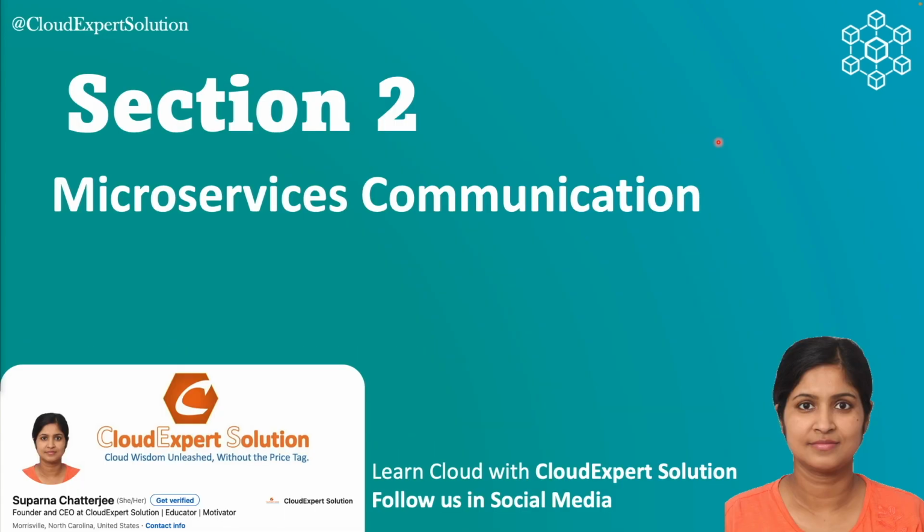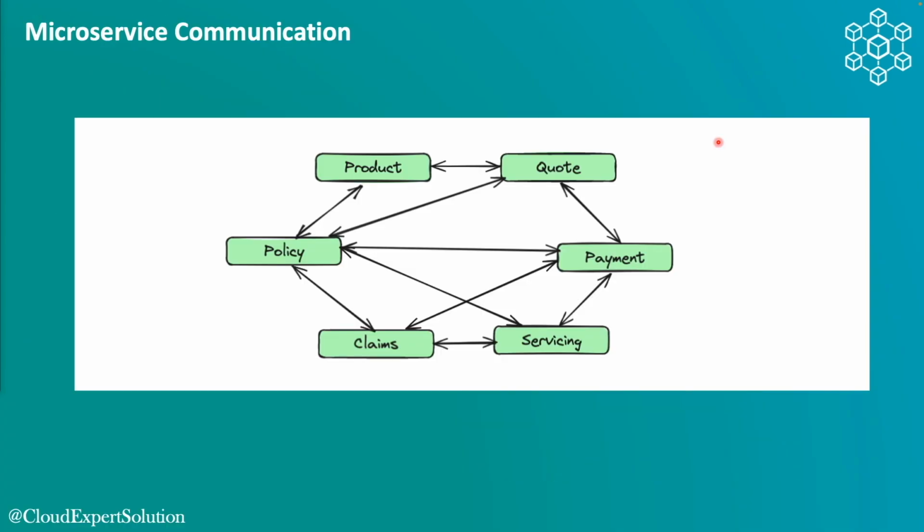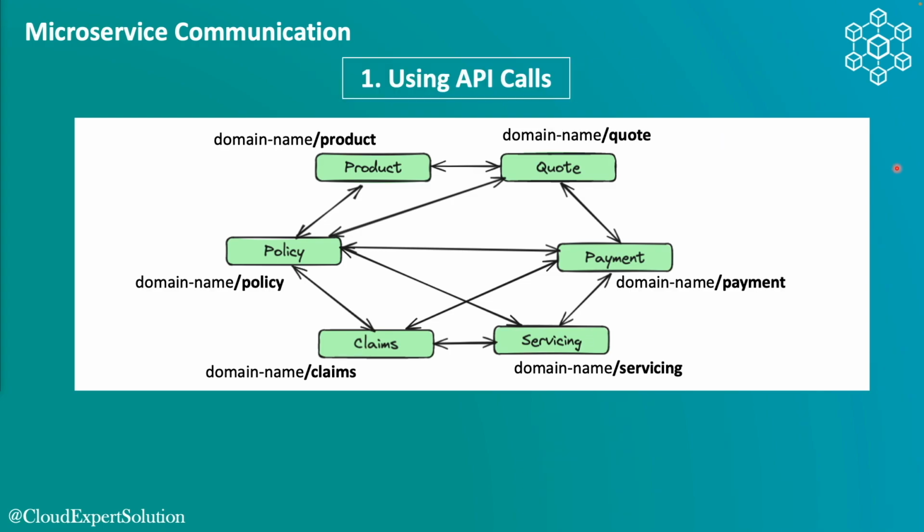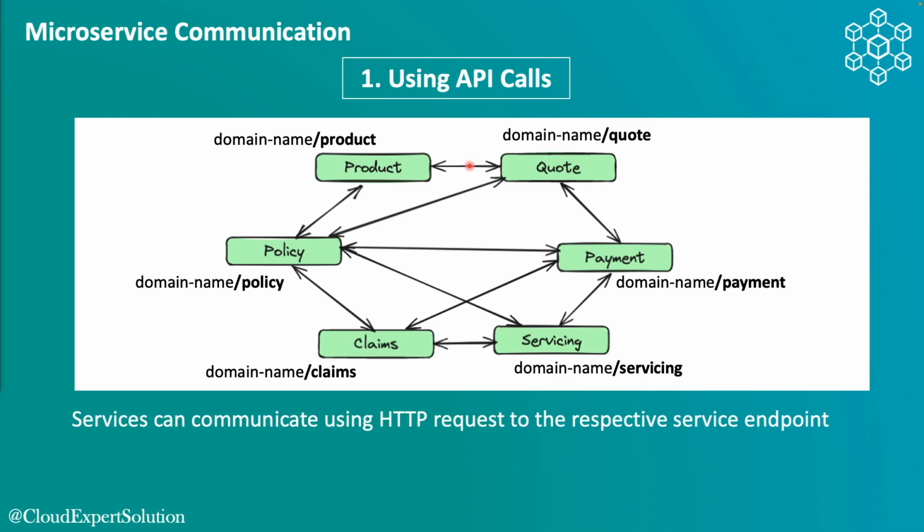Next, we'll navigate to microservice communications. What are the different ways all those individual modules can communicate with each other? First option, we can use API calls or RESTful APIs for inter-service communication. In this method, all microservice modules will have their own API endpoints. As an example, for the product module, after the domain name it will have /product. For the quote module it will have /quote and so on. To communicate, services will send an HTTP request to the corresponding service endpoints.